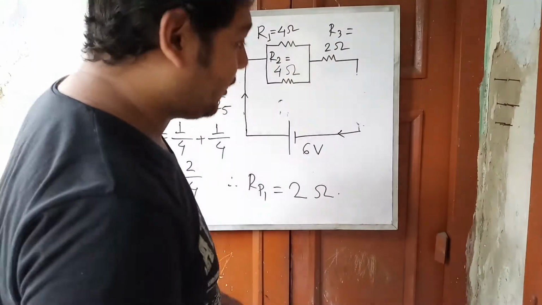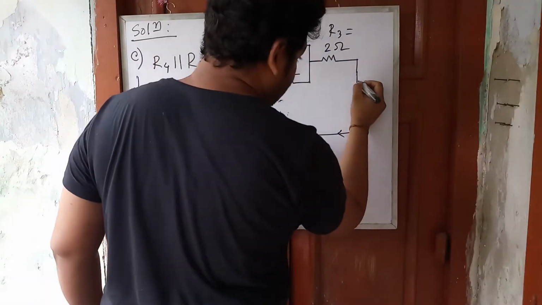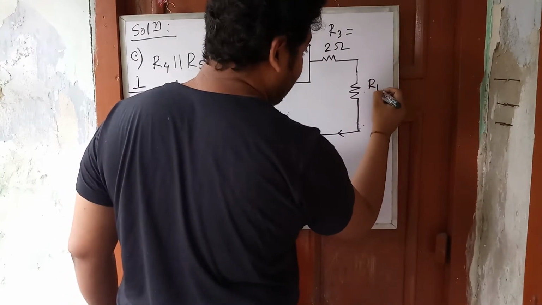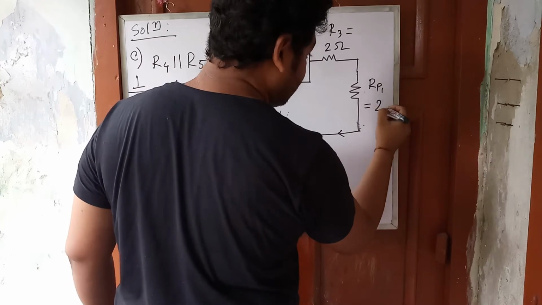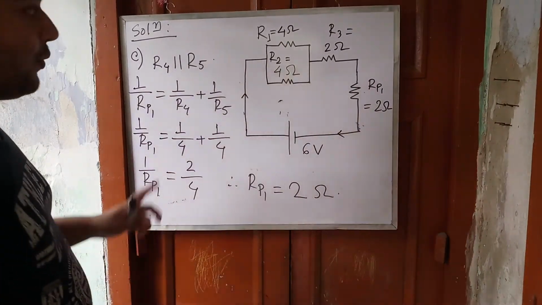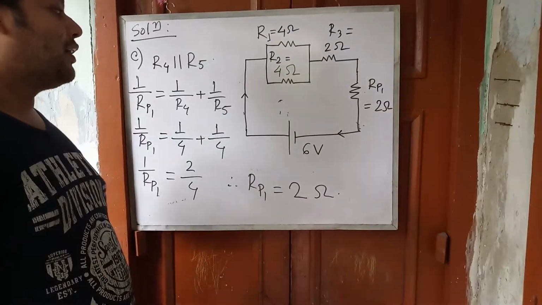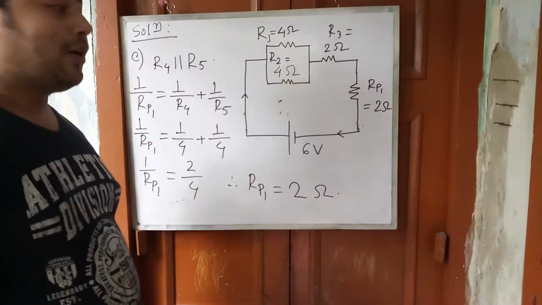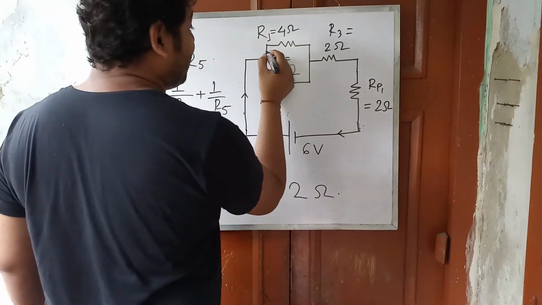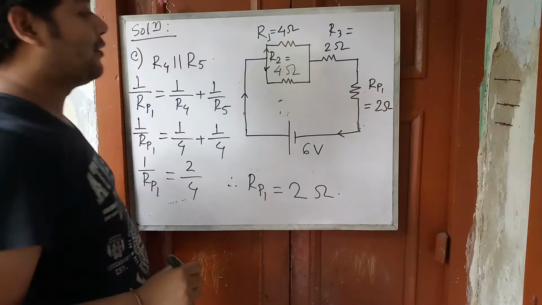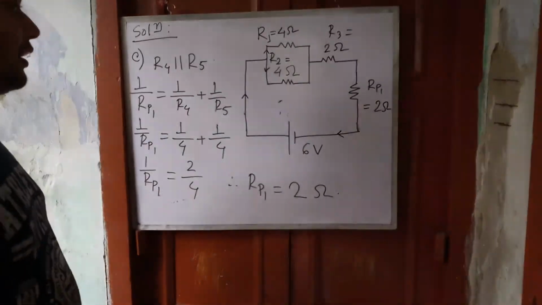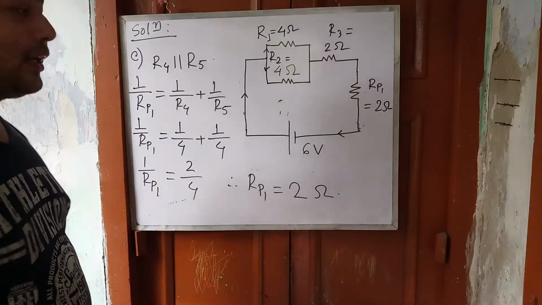So we get the equivalent resistance for these two resistances, RP1, equal to 2 ohm. Again, we can say that R1 and R2 are in parallel combination. Why is this a parallel combination? Because the current is divided into two parts according to the resistance.